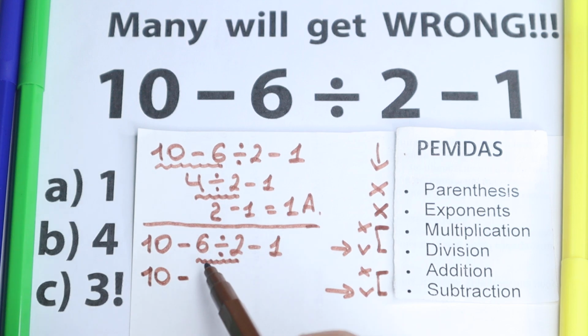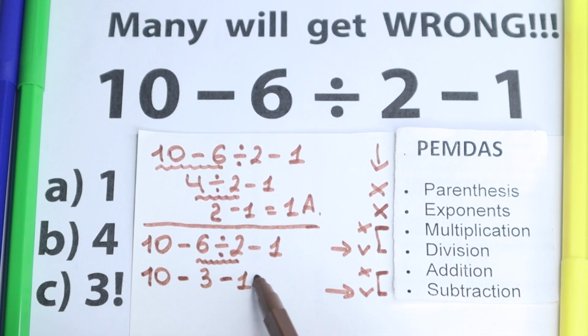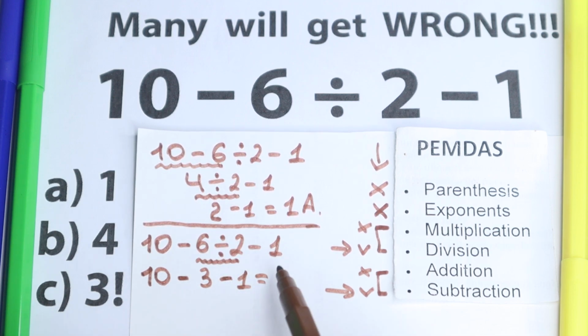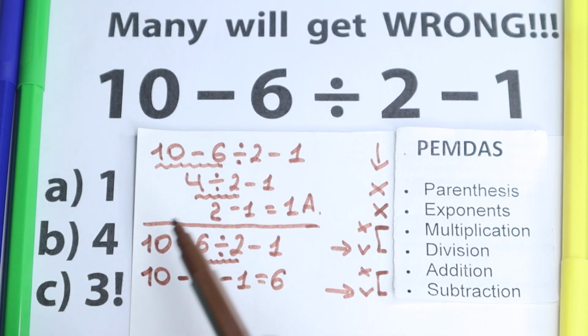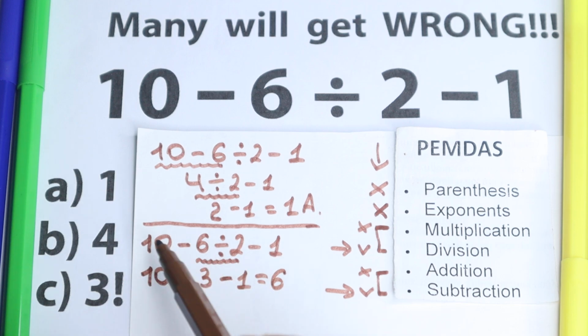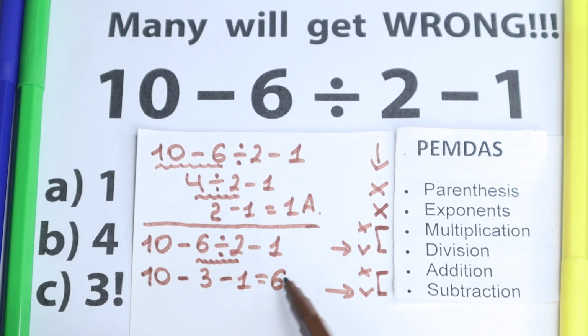So we have 10 minus, right here we didn't touch this subtraction sign, minus, but 6 divided by 2, this is our first step. So 6 divided by 2 equals 3, and we still have this minus 1. Okay, let's subtract. So we have 10 minus 3 minus 1 equals 6. Okay, so we have our 6 right here. This is our answer. But really important moment, we don't have this option right here. It looks like we don't have this option with answer 6.